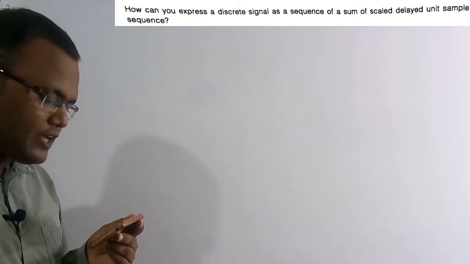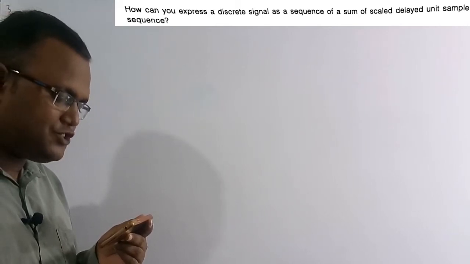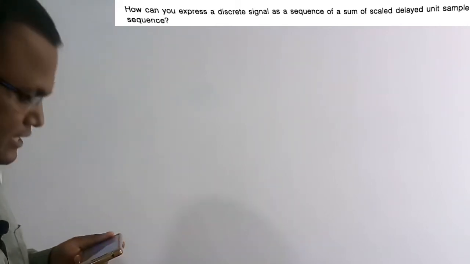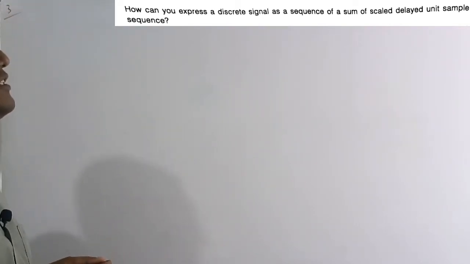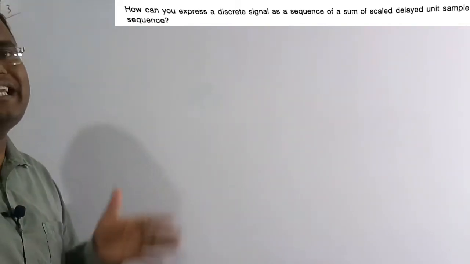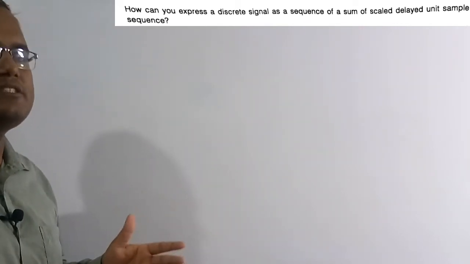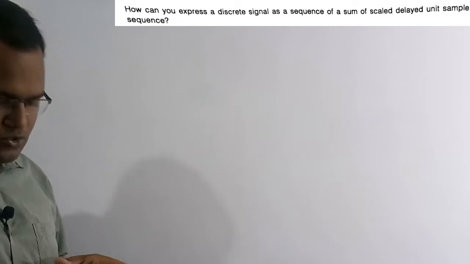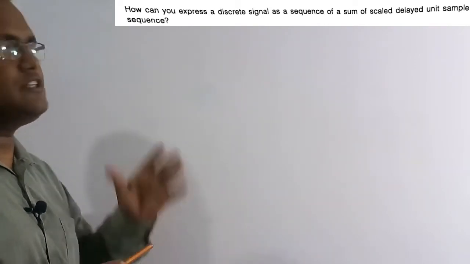So now we are going to solve the third question. See the question here: how can you express a discrete signal as a sum of scaled, delayed unit sample sequences? This question is given in the IAS 2004 for 4 marks. So in this question they are asking how you can express any discrete signal in terms of the unit sample sequence or unit impulse sequence, we need to figure out. So let's solve this numerical.